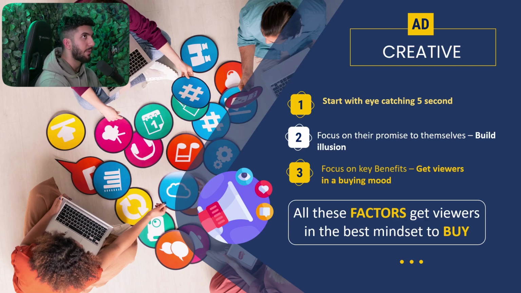So guys, the third one is focus on the benefits, get viewers in the buying mood. Don't ever talk about features. Nobody cares about the features. Everybody just cares about the benefits, guys. Benefits is what's in it for them: how can this product solve their problems? Features is like, this has this color, it has this material, blah blah blah. So it's not going to be very good and relatable to the customer. And all these factors get viewers in the best mindset to buy, in order for you to have a higher conversion rate.